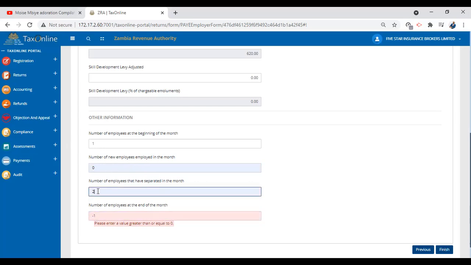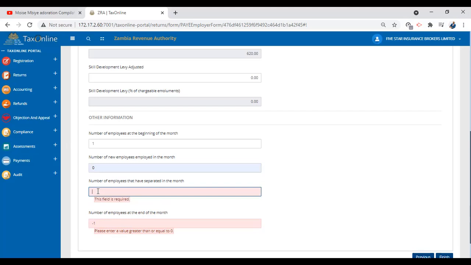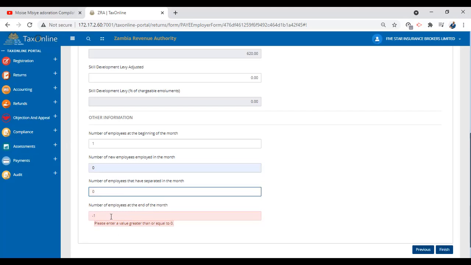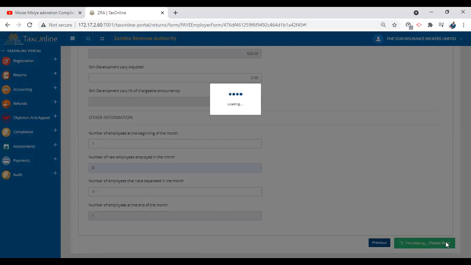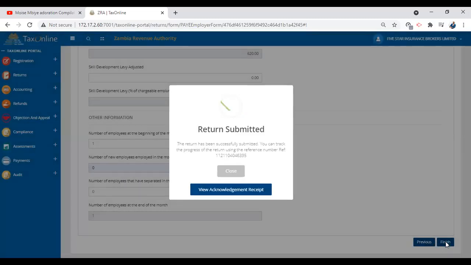Sorry, at the beginning, because you said that at the beginning you had 1, and then you are saying that two have separated, so the return has refused. So, okay, we had one and no one has separated. And at the end, we also have one in that particular case. Then we can finish our return by submitting like that. So the return has been submitted. You can view the acknowledgement.